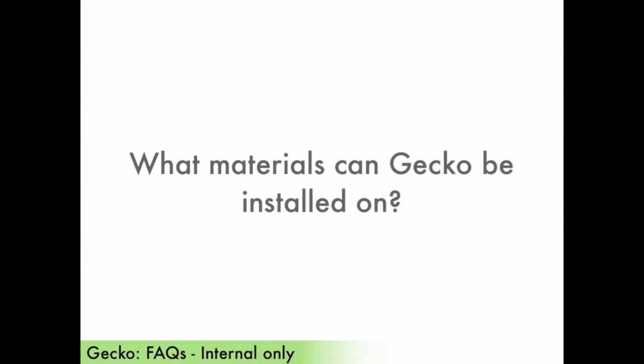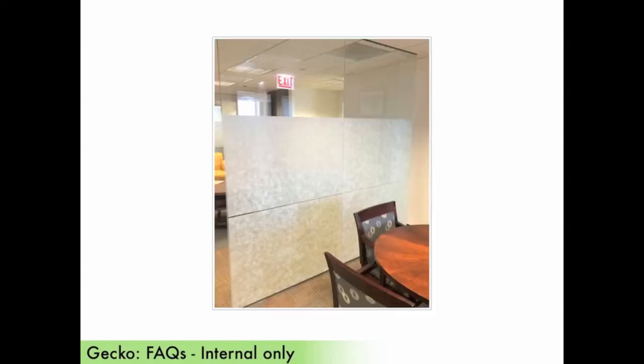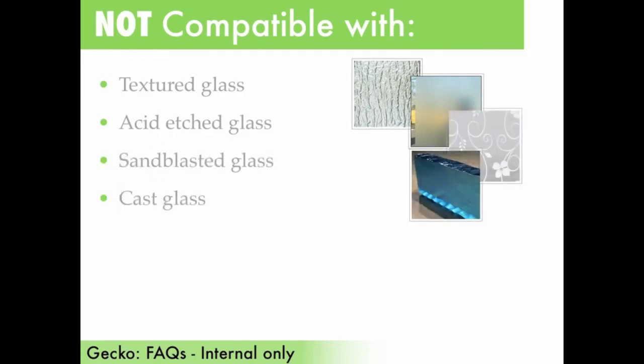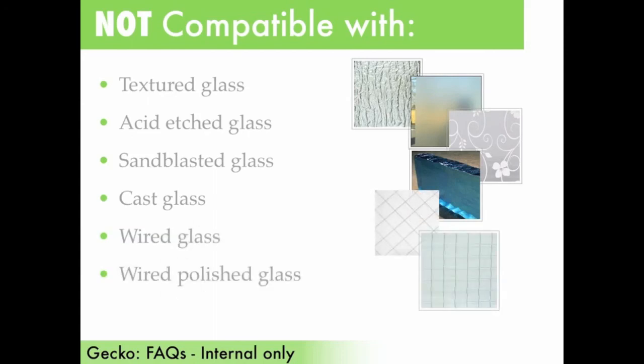What materials can Gecko be installed on? Gecko is only designed to be installed on glass. Additionally, certain types of glass are not compatible with Gecko. These include textured glass, acid-etched glass, sandblasted glass, cast glass, wired glass, and wired polished glass.